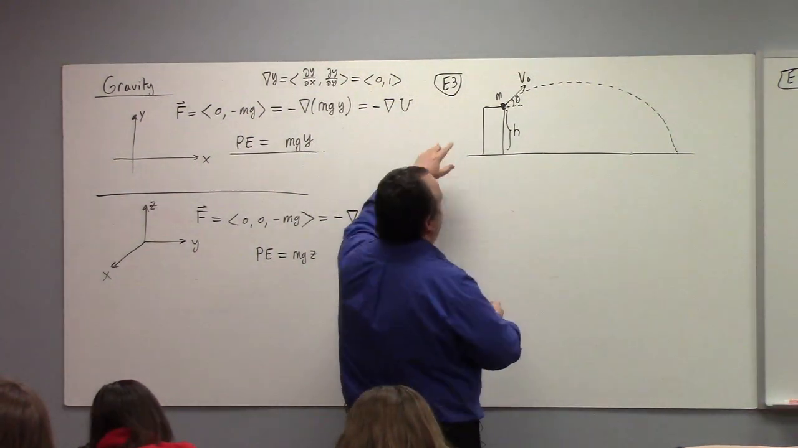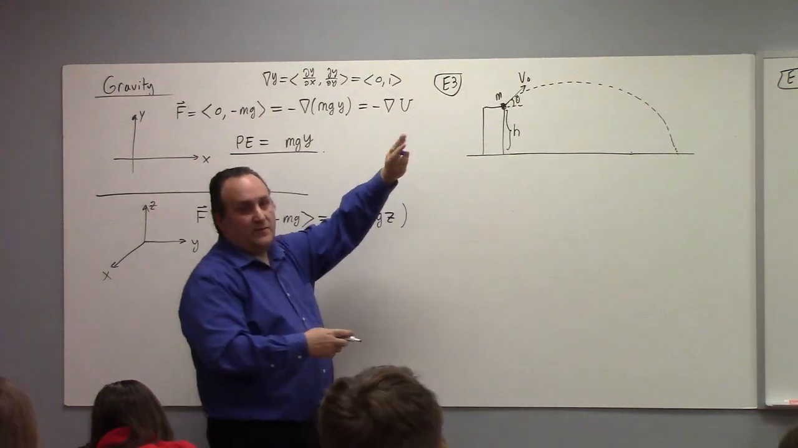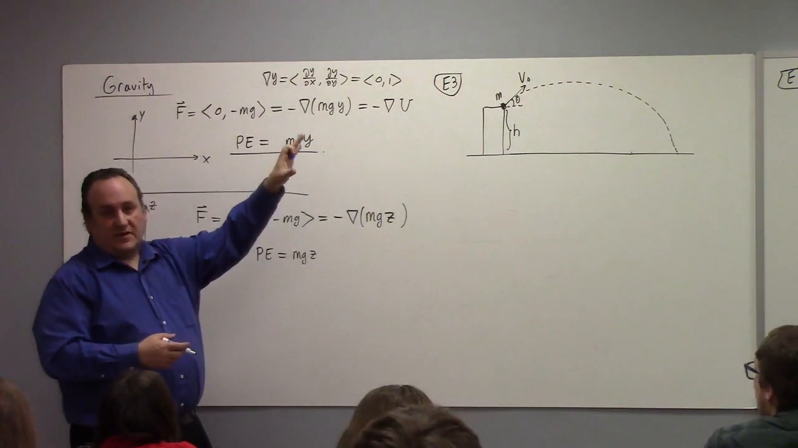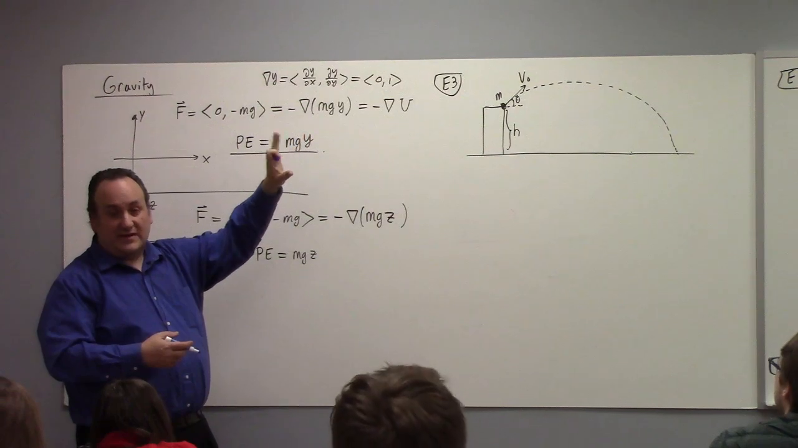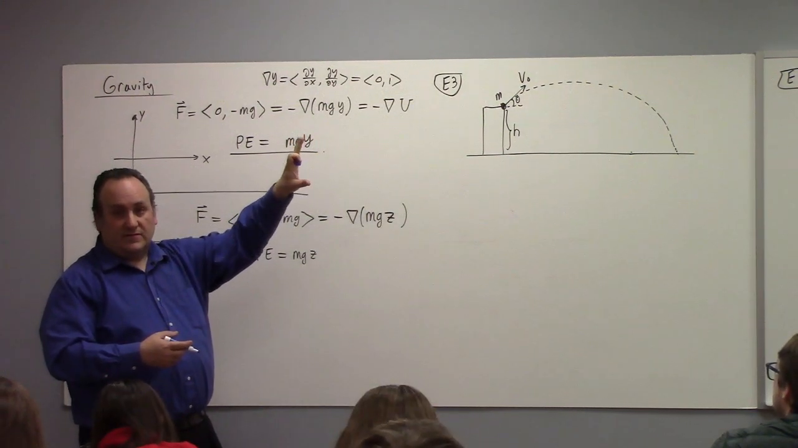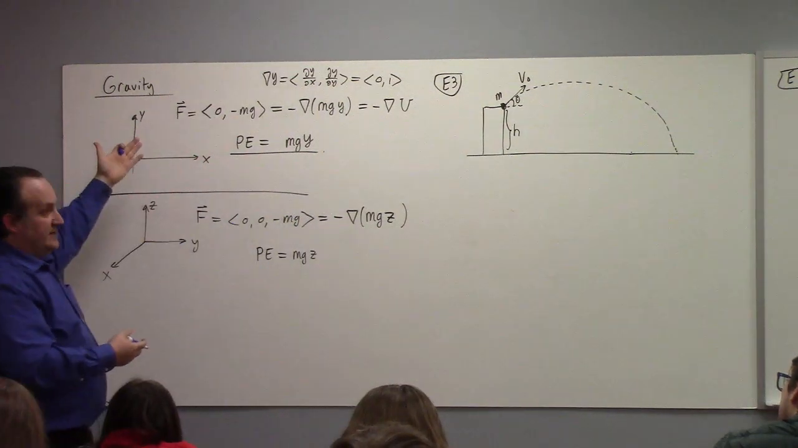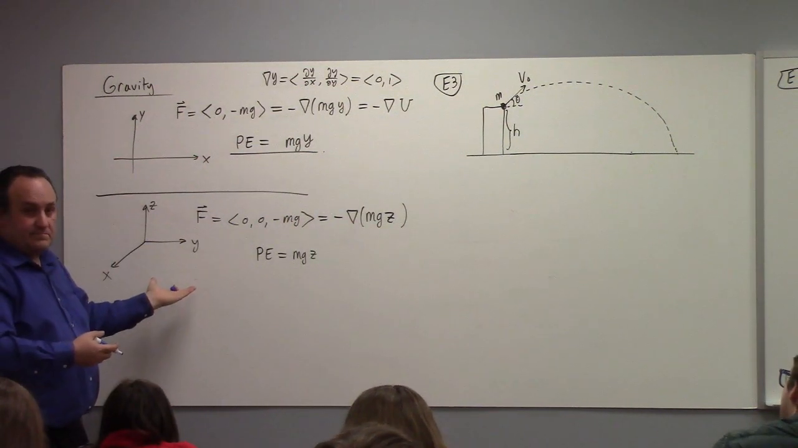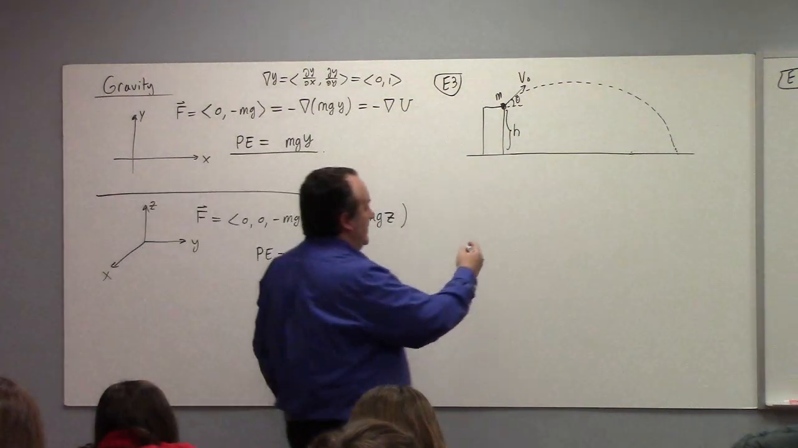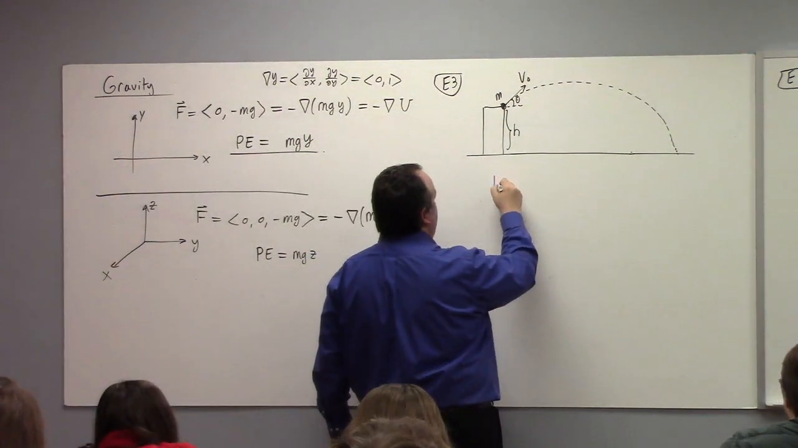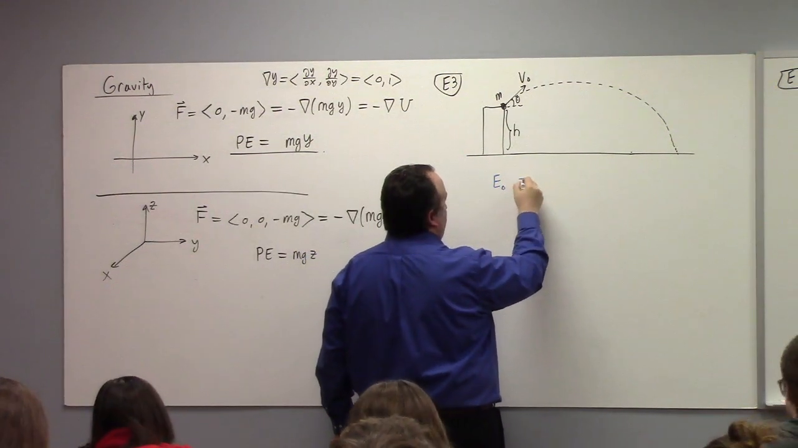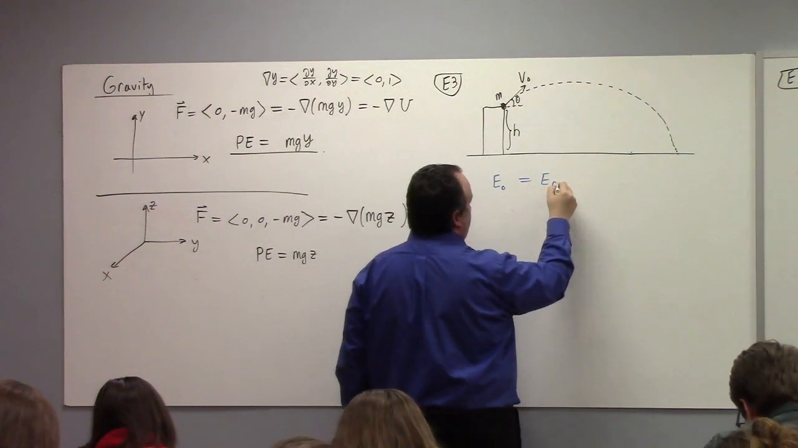So anyway, here we can conserve energy because the only force in play is gravity. We're neglecting friction, so the net force is gravity, and gravity is a conservative force. I just wrote the potential energy functions for it over here. So that means energy is conserved, and we can say the energy at the beginning is equal to the energy at the end.